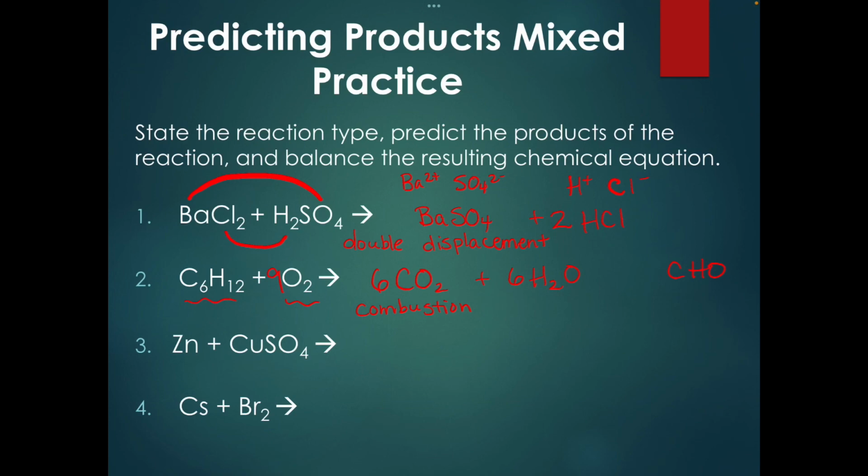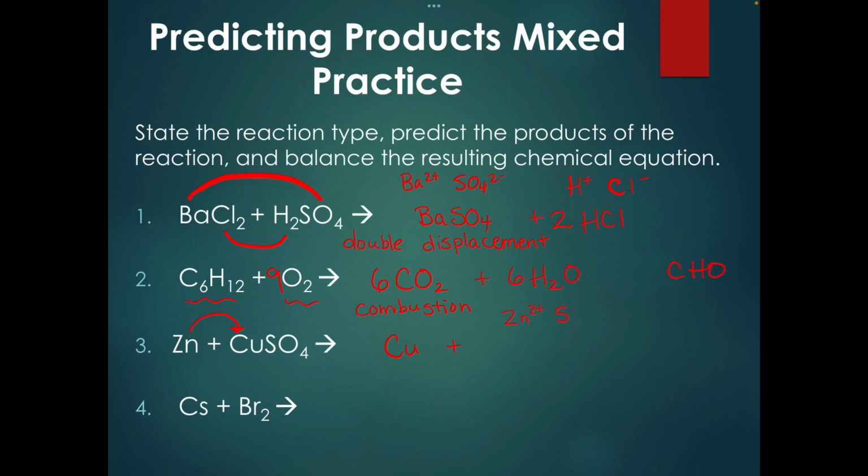The next one is an element reacting with a compound. Anytime you see an element reacting with a compound, that's going to be a single displacement reaction. And that element is going to kick one of the compounds or one of the elements out of the compound. Since zinc is a metal, it's going to kick out this copper. Okay? So that means that copper will end up by itself and zinc will end up bonded to the sulfate.